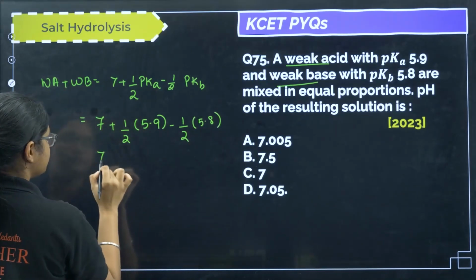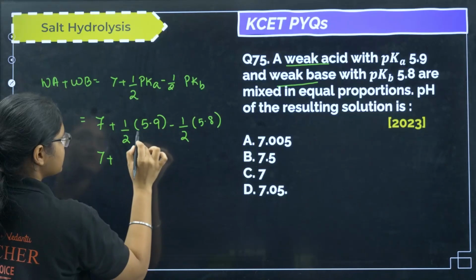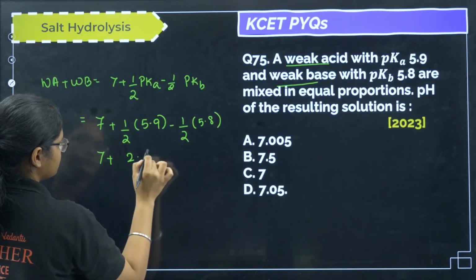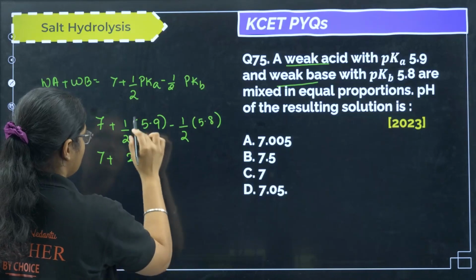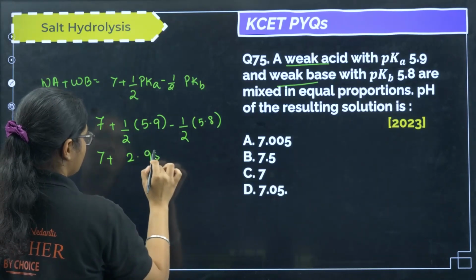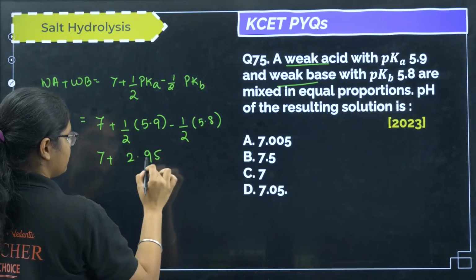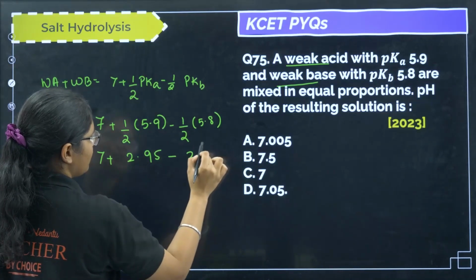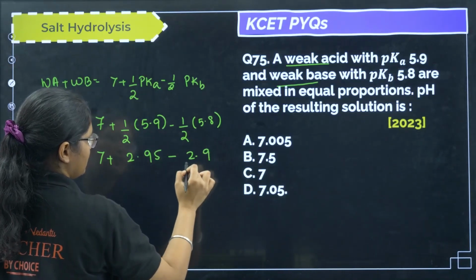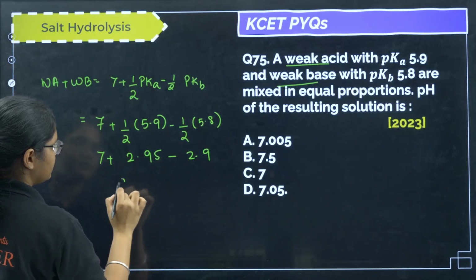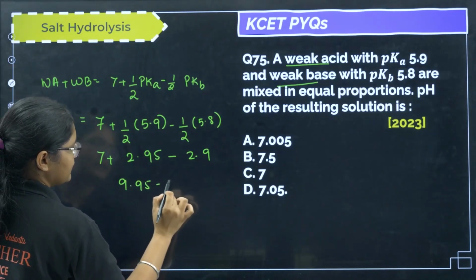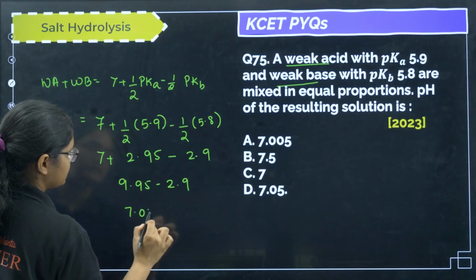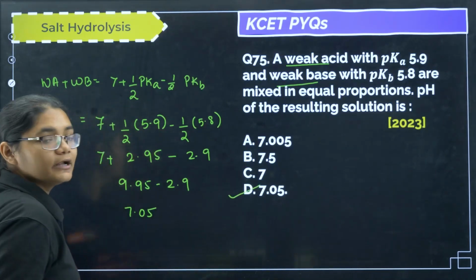So I can substitute 7 plus, 2 2s are 4, 1, and 2 9s are 18, 2 5s are 10, 2 9s are 18 plus 1 is 19, 2 2s are 4 plus 1 is 5. Minus this one, 2 2s are 4, 2.9, right? So I can have 9.95 minus 2.9, so I will get here 7.05, that is option number D here.